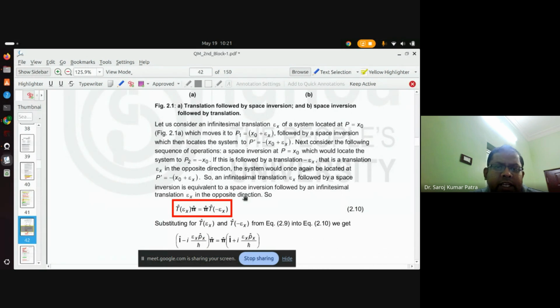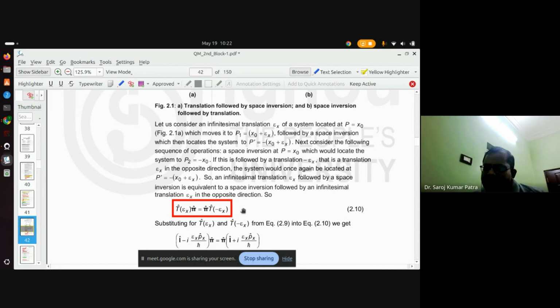Let us try to understand physically what is happening. What is the work of T? T will take the system from x to x plus epsilon x. And what will be the work of T of minus epsilon x? That will go from x to x minus epsilon x. And what is the work of the pi operator? That will take x y z to minus x minus y minus z. So if you think, if pi is operated first, where will it go?